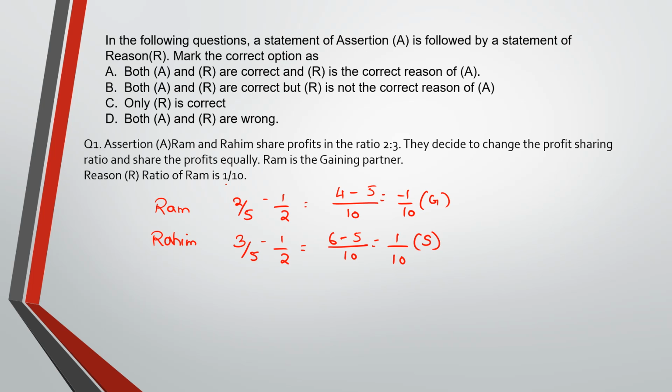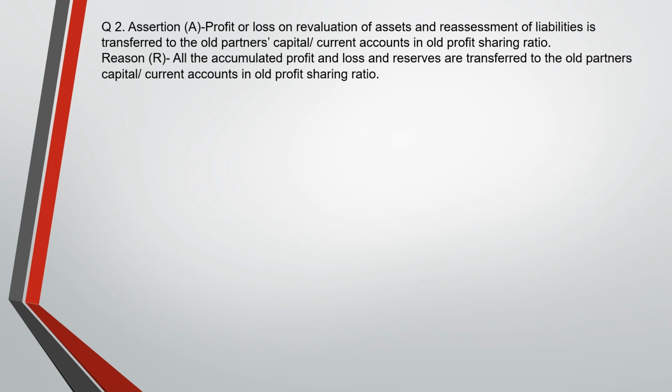This reason is not a correct explanation of this assertion, and therefore both are correct individually. 1 by 10 is correct as gaining ratio, but it's not a correct explanation of your assertion, and therefore B would be the correct option. So option that you have to mark is B, where both are correct individually, but reason is not correct reason of assertion. Hope that is clear. Now we go to the next question.